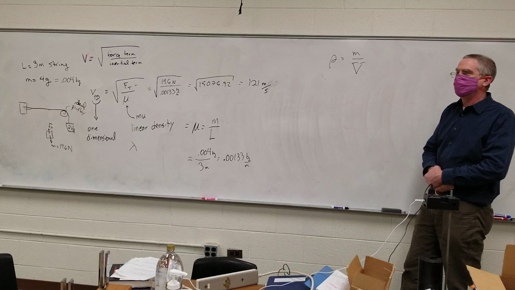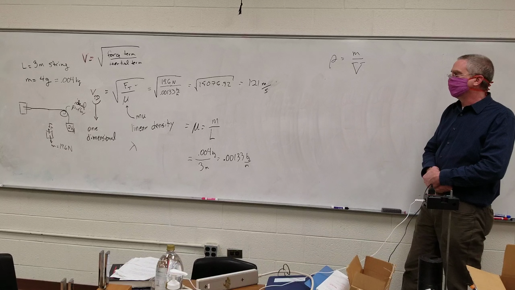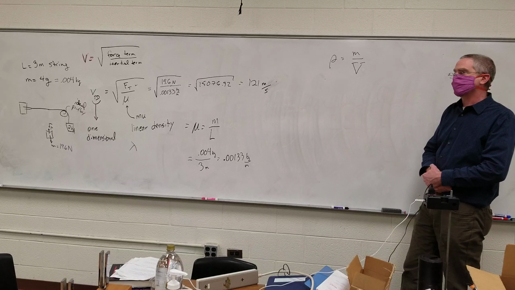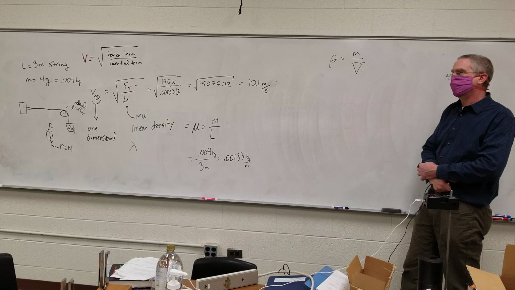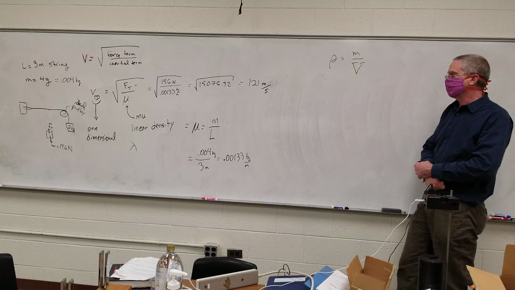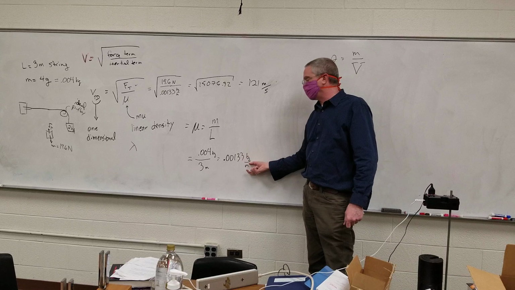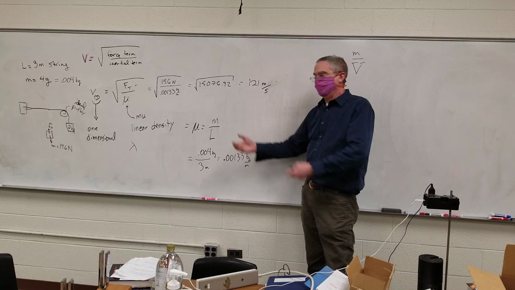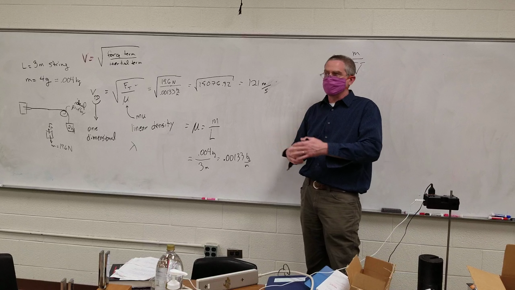For the linear density though, didn't you say something along the lines of, for every meter the string has 0.00133 kilograms, mass? Oh, so for every meter of string, it's that. Yep, that's how much mass there is for each meter. Okay, for this example, I see. That's not universal.